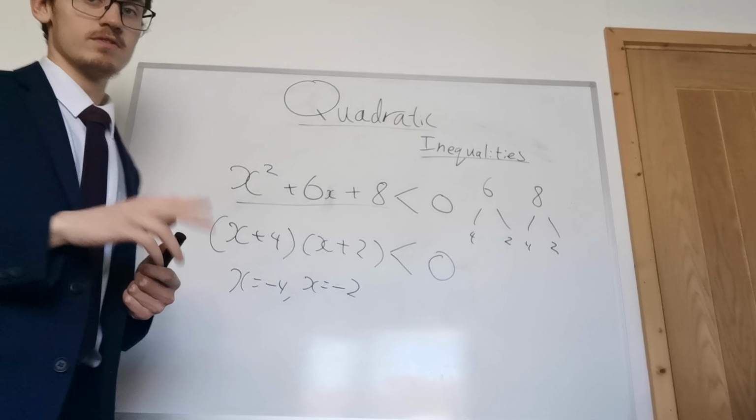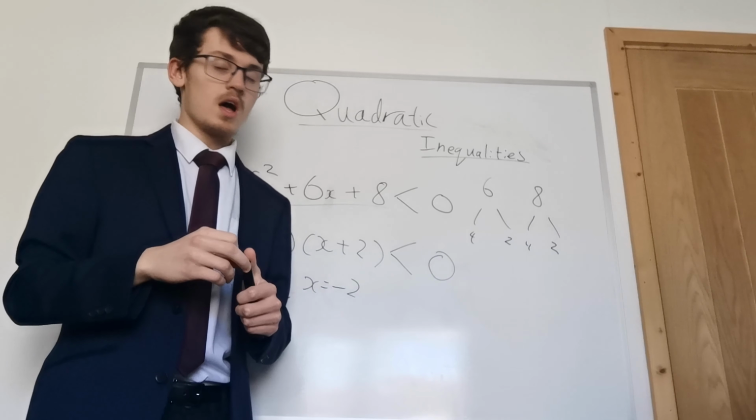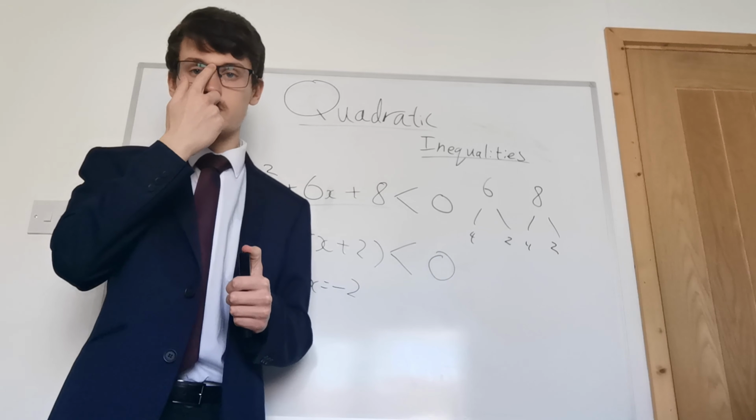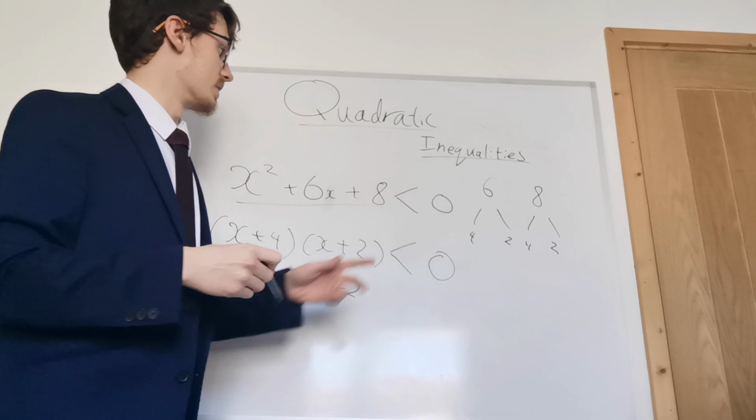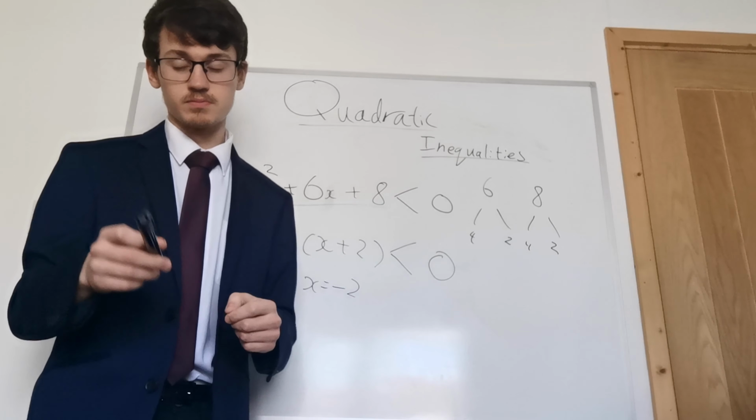To determine that, we have 2 main methods. We either do it mathematically with a number line, or we do it visually by just looking at which direction the symbol is. I'm going to go through the first method as well.